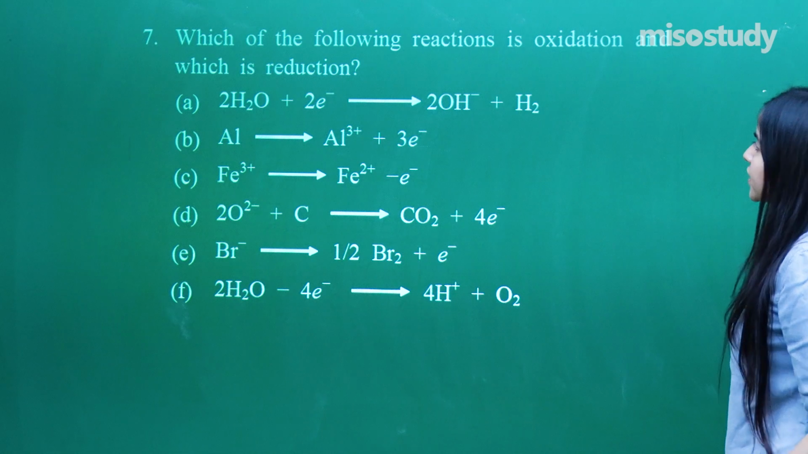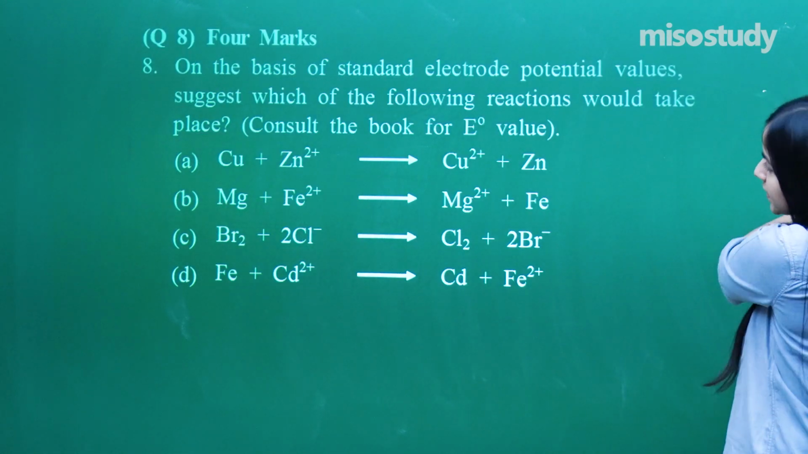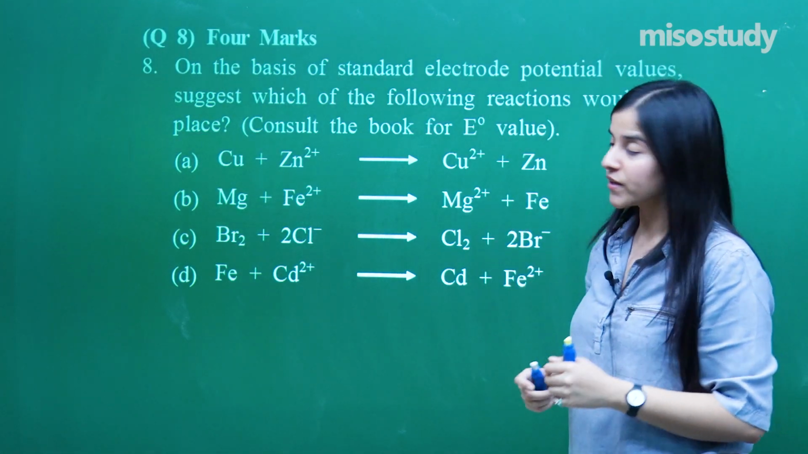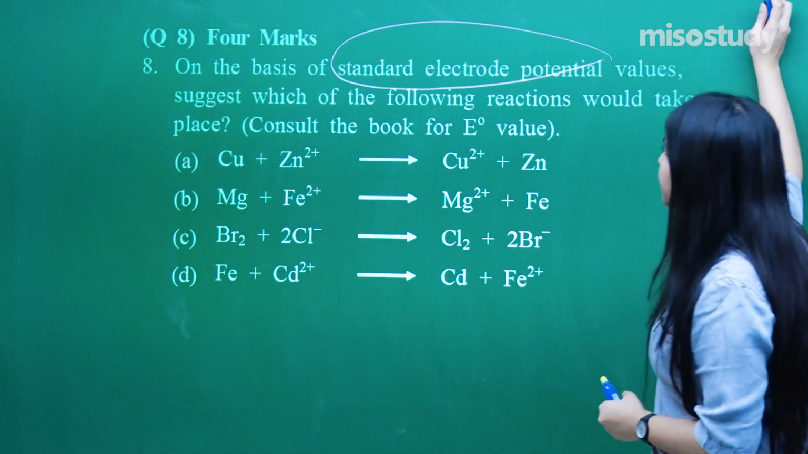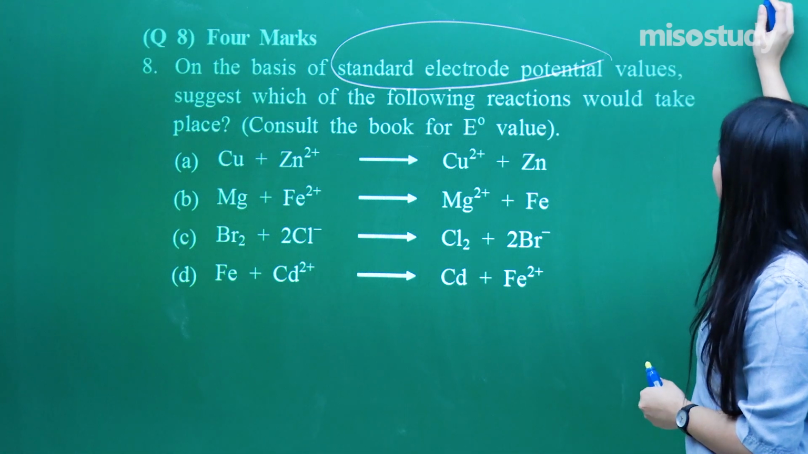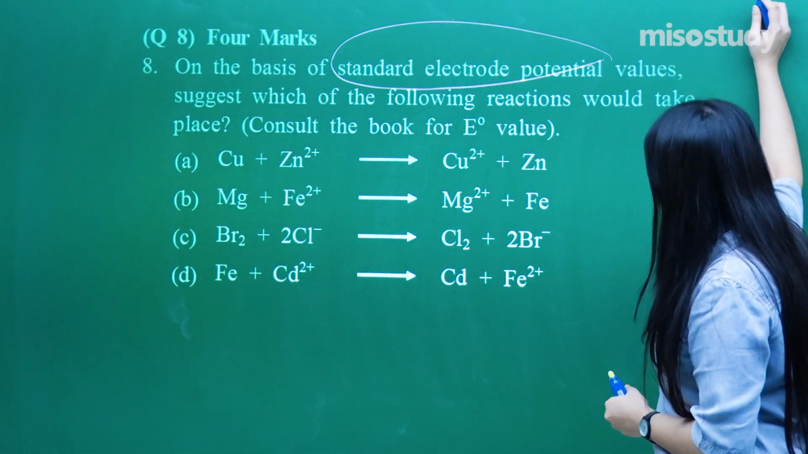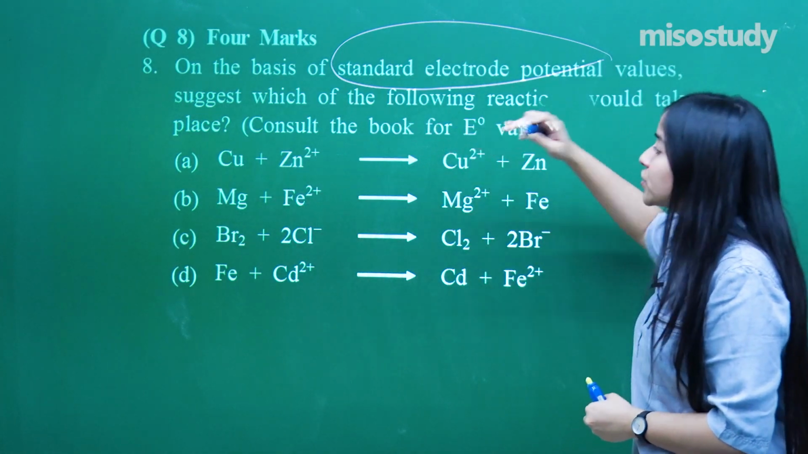Let's move on to question number 8. It is a 4-mark question, a very interesting one. On the basis of the standard electrode potential values, suggest which of the following reactions would take place. What we have to find out is which reaction is taking place.